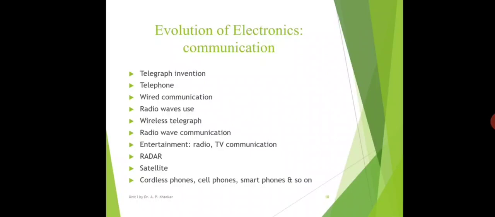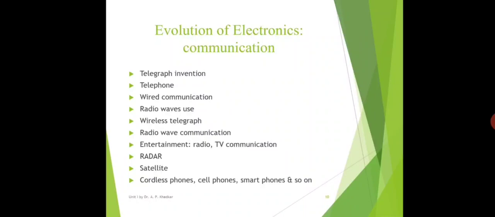Then complete radio wave communication came into the picture, and this radio wave communication drastically changed the entertainment field, that is radio communication and television communication. A lot of changes took place in television communication, that is TV. Monochrome TV was there, that is black and white. Then came color TV. Then a lot of changes took place in the monitor or screen of this TV. So a lot of technologies were further introduced into this TV or entertainment field.